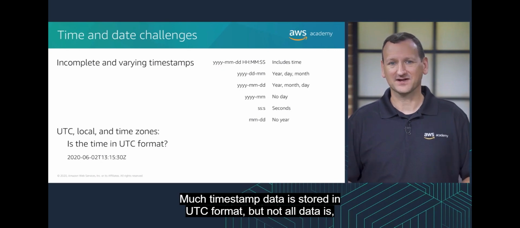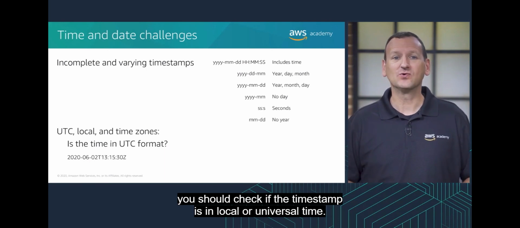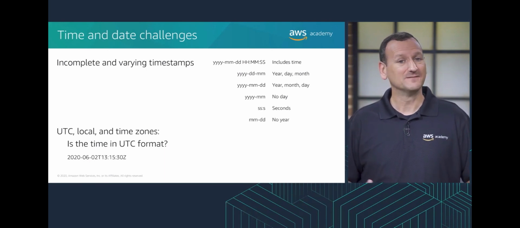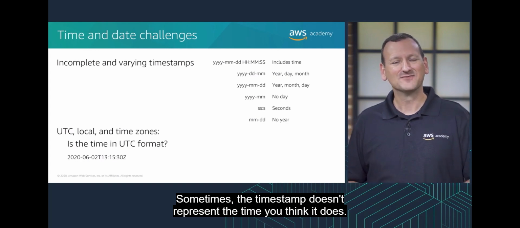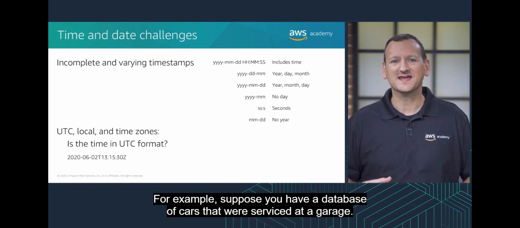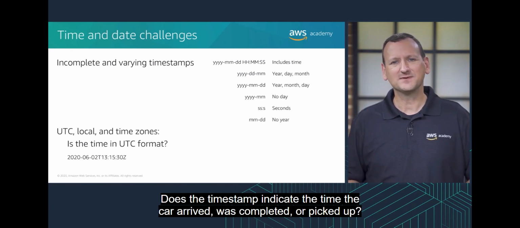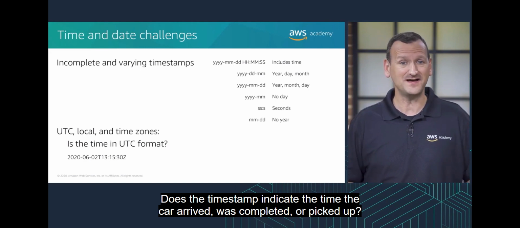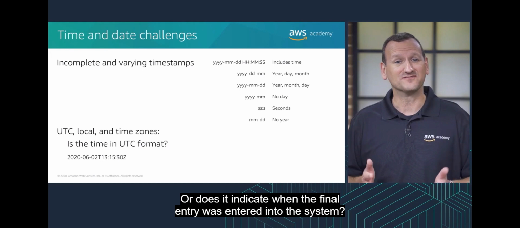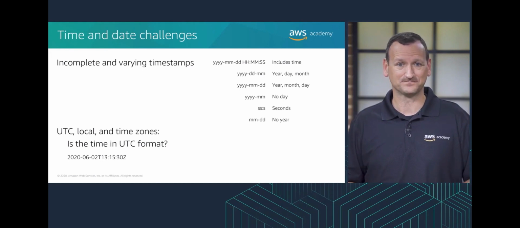Much timestamp data is stored in UTC format, but not all data is. You should check if the timestamp is in local or universal time. Sometimes the timestamp doesn't represent the time you think it does. For example, suppose you have a database of cars that were serviced at a garage. Does the timestamp indicate the time the car arrived, was completed, or picked up? Or does it indicate when the final entry was entered into the system?